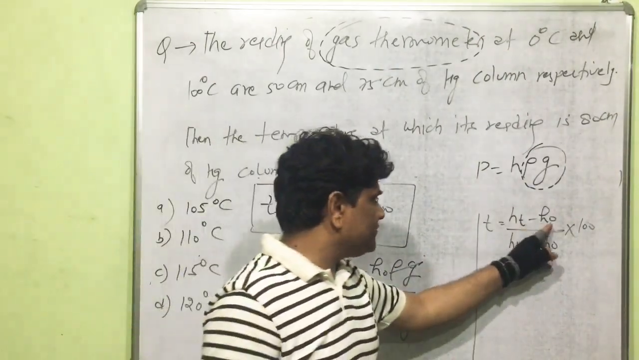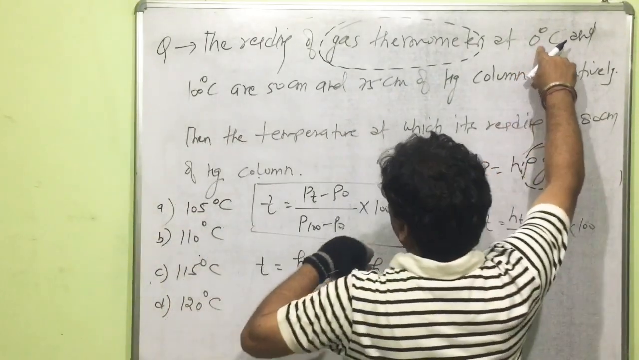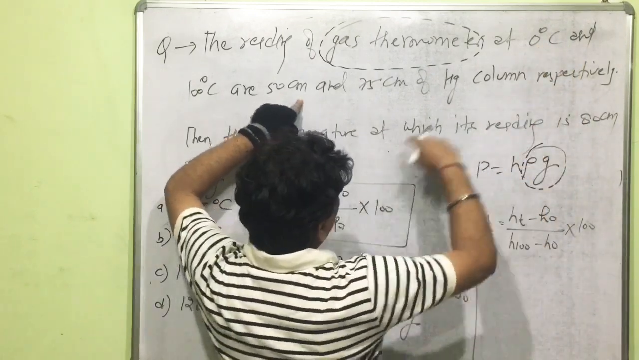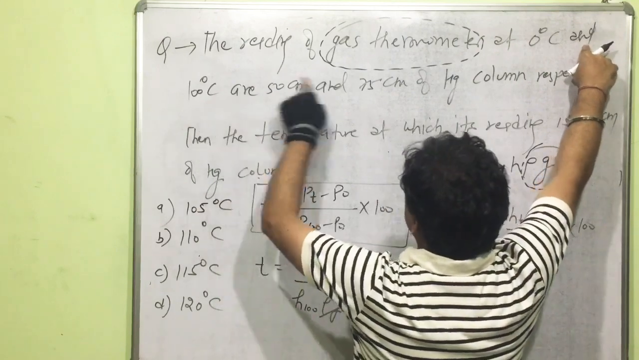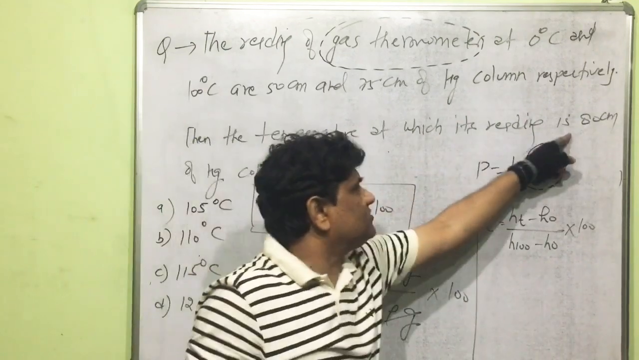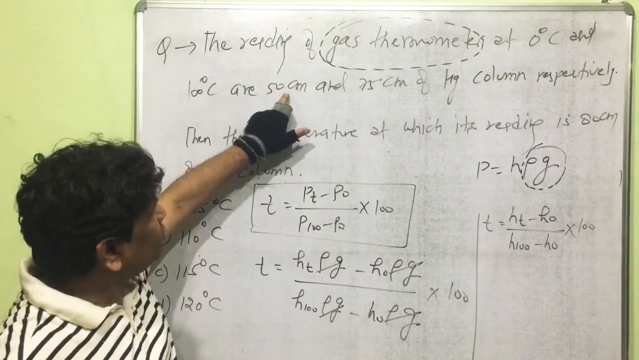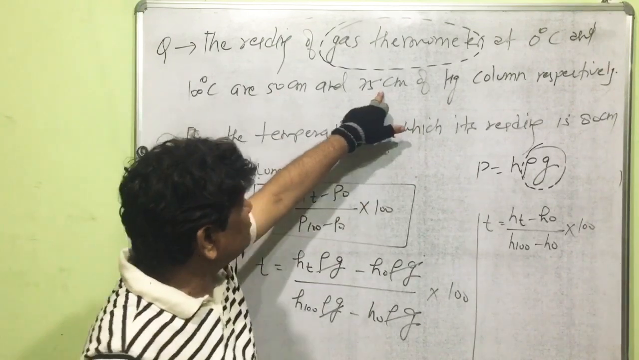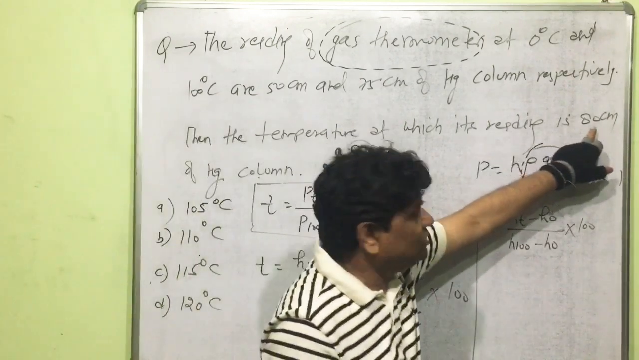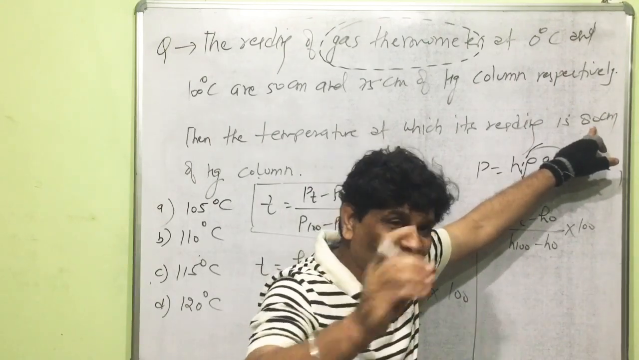Yes, height at 0 degrees Celsius. Height of mercury column at 0 degrees Celsius is 50 centimeter. And height of mercury column at 100 degrees Celsius is 75 centimeter of mercury column. Then the temperature at which its reading is 80 centimeter of mercury column. So this is nothing but H naught, this is H100, and this is Ht. Yes, height at unknown temperature.